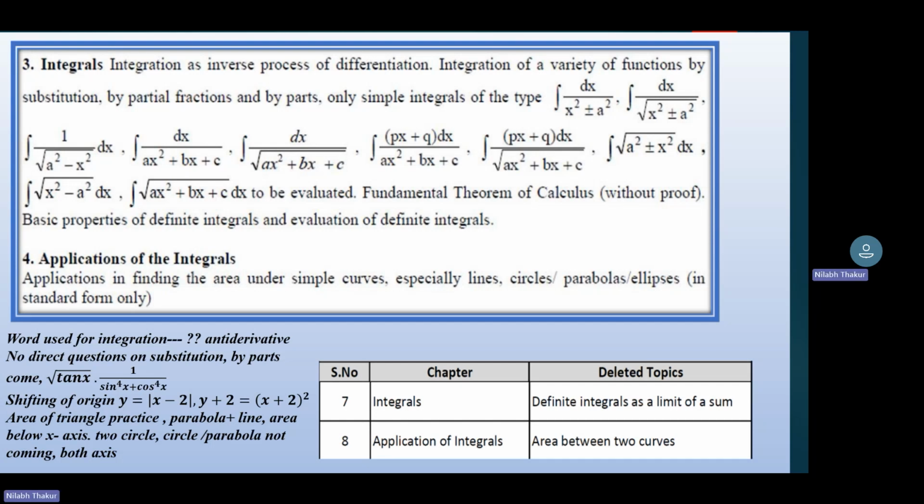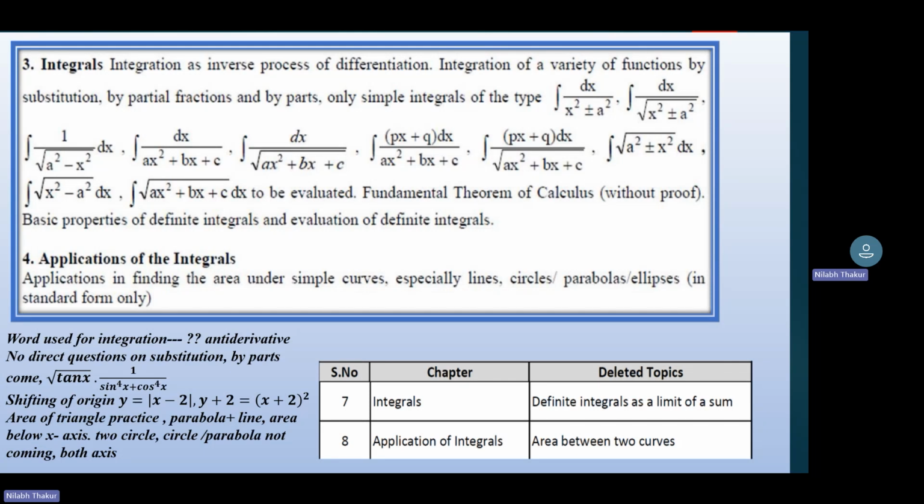Okay, so no direct question on substitution. Integration by parts will come. Questions like find the integral of root 10x, or integration of 1 upon sin to the power 4x plus cos to the power 4x, such type of question will not be asked.